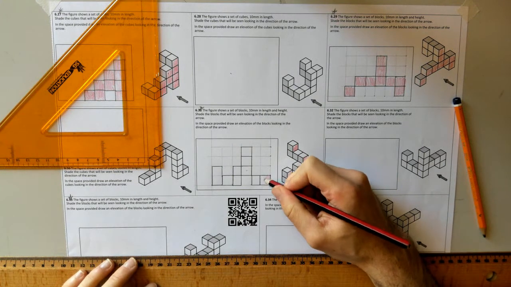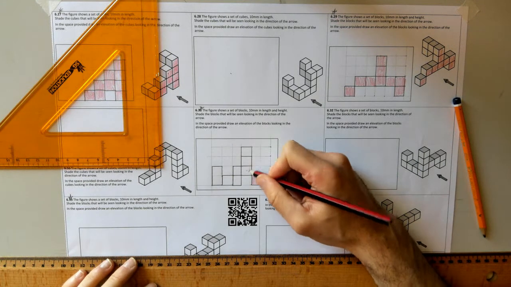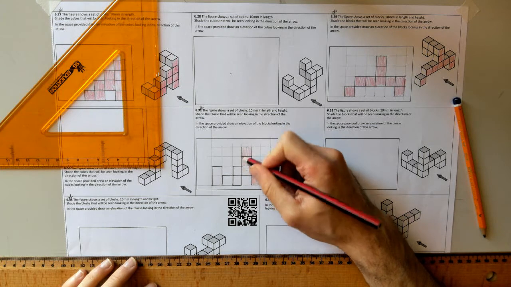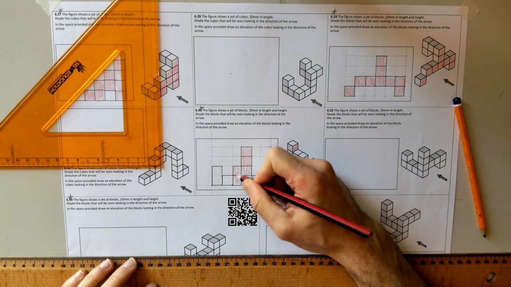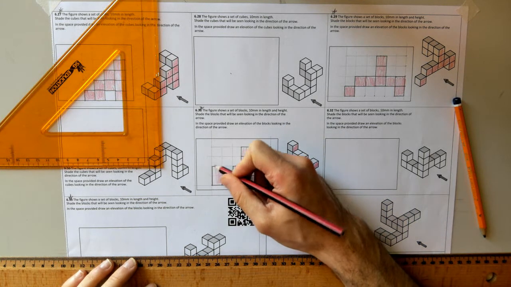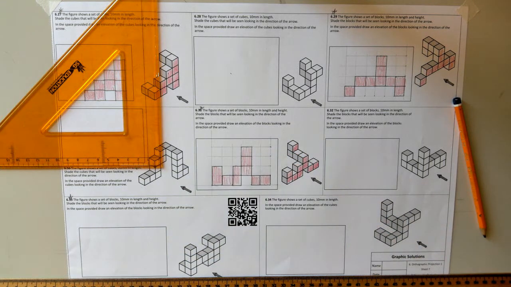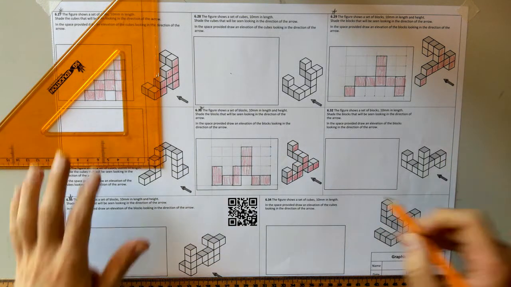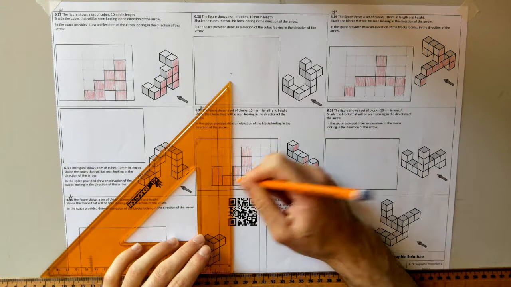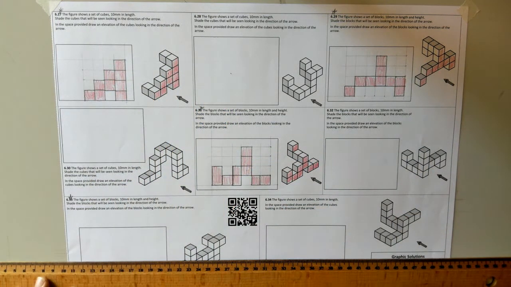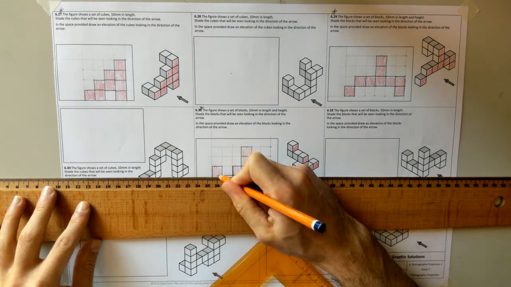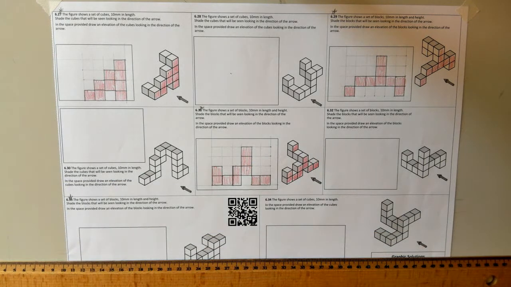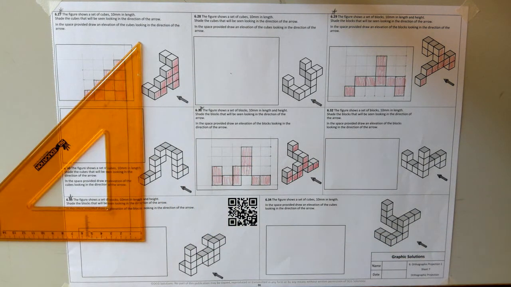I can draw on once again exactly what I'm going to see. And that's that one drawn in now. And my line going across here as well. And the last one, 6.34.